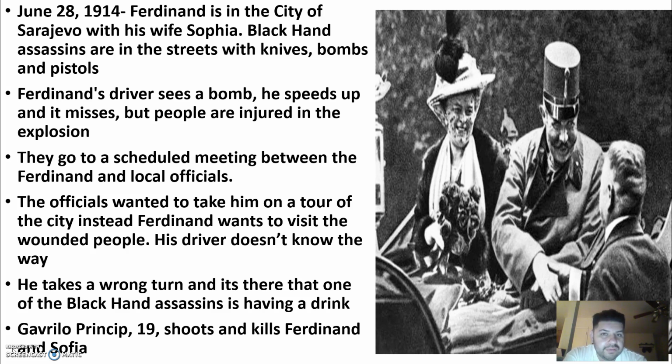The driver takes Ferdinand to his scheduled meeting, which was with a bunch of local officials in Sarajevo. Now they meet. They're talking about, oh man, yeah, we just had an assassination attempt, this and that. And the officials are like, hey, you know what? Let us take you around the city and give you a tour. Ferdinand says, no, no, no, no. See, there were some people injured back there, and I would like to go see them. He wanted to make sure that they were okay. So he tells his driver, let's go. But the driver doesn't know the way to the hospital.